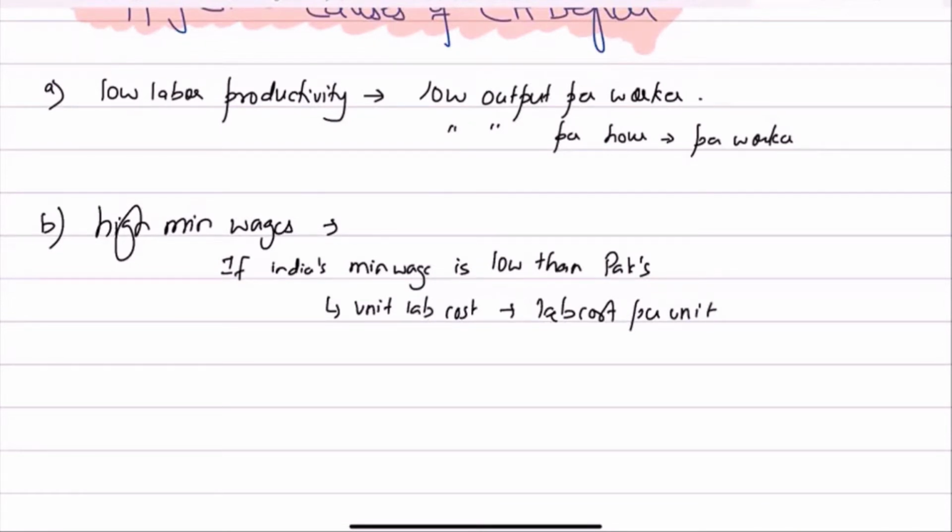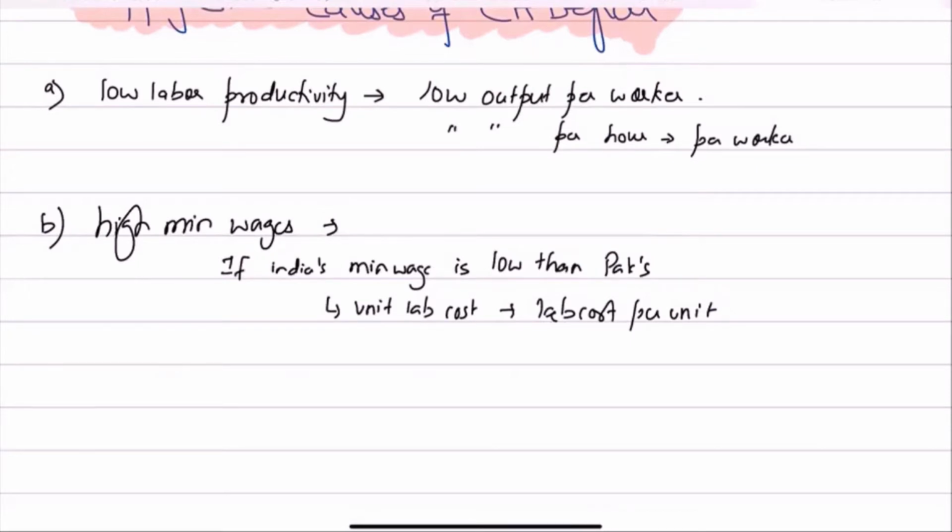What do you mean by labor cost per unit? Labor cost per unit means how much labor expense is incurred on one unit. So if minimum wages in India are absent or very low, then the labor cost per unit will also be lower. That would make the product more competitive, and it would reflect in the prices as well. Again, demand for Pakistan's exports will fall, and demand for India's will rise, resulting in a deficit on Pakistan's current account, because the balance of trade will worsen.